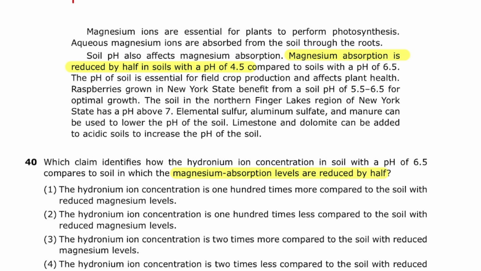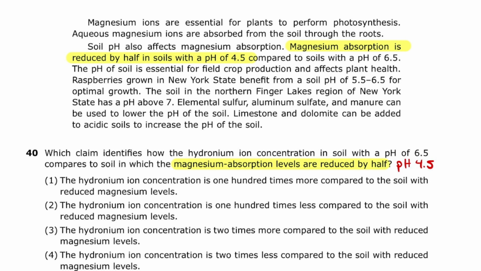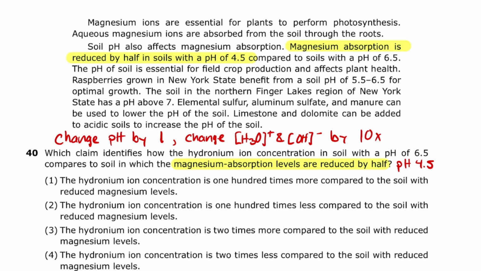All right, so the pH of these magnesium absorption levels that are reduced by half is going to be pH 4.5. The question is asking us to compare hydronium ion concentrations in that soil with 6.5 to 4.5. We need a little bit of acid-base chemistry here. So what we need to know is that when we change the pH by 1, we're going to change the H3O+, the hydronium ion concentration, and the OH- ion concentration by 10 times.